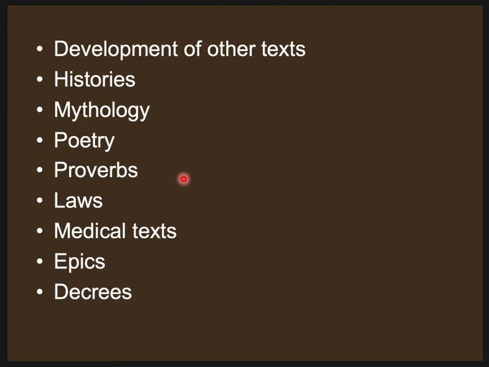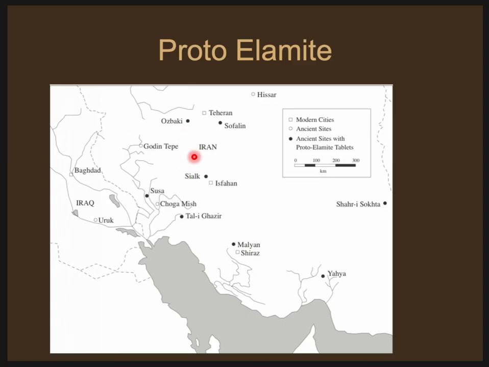Once you have that, though, you'll have histories, mythology, poetry, proverbs, laws, medical texts, epics, decrees. This week, you're going to begin reading the Epic of Gilgamesh, and in translation, don't get scared. Not in the original cuneiform. I can't read that, trust me. But you'll get to see a little bit into the mind of ancient Mesopotamia by reading that epic poem.